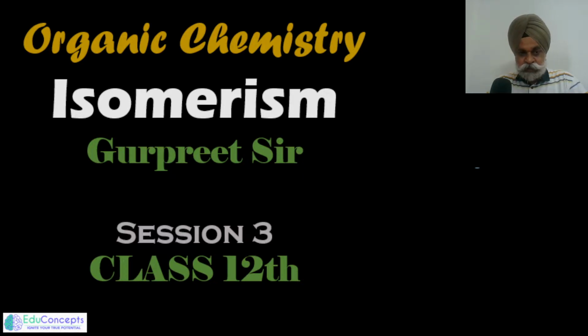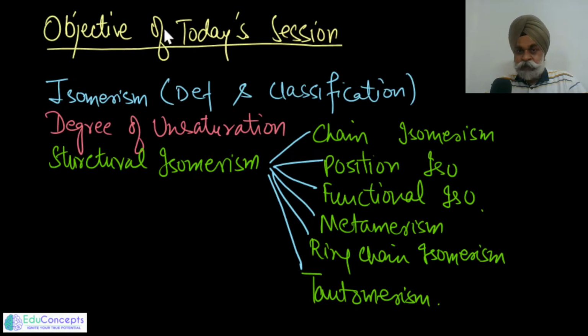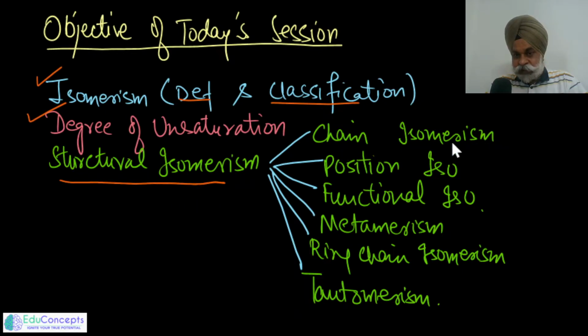We already have placed two sessions, and what exactly is the objective of today's session that I am going to discuss first. The objective of the session is, we already have placed this in session 1: what is isomerism, its definition and the basis of the classification. We classified it into structural and stereoisomerism. In session 2 we talked about degree of unsaturation, which is quite important, and we also touched the topic of structural isomerism, in which we discussed chain and position isomerism.